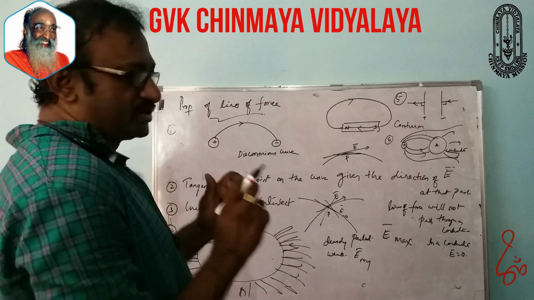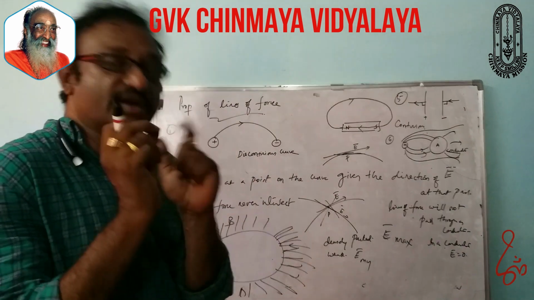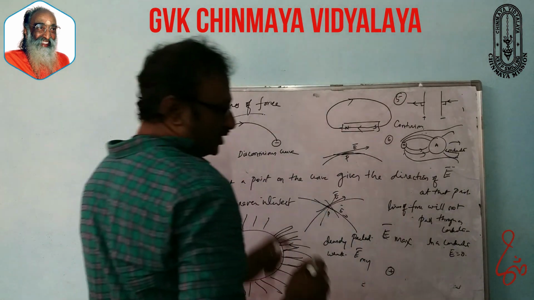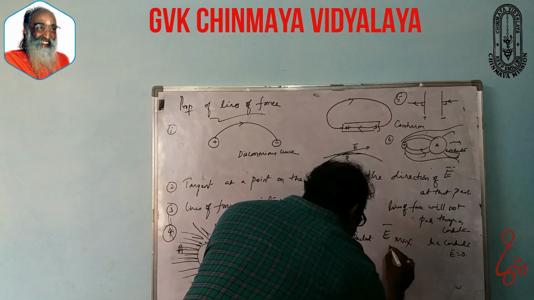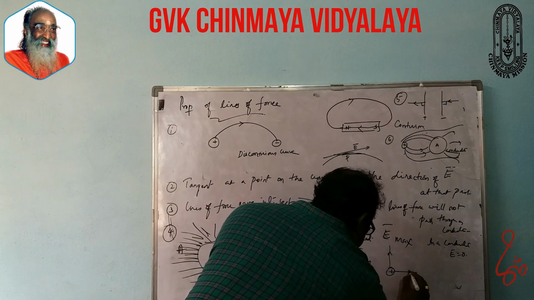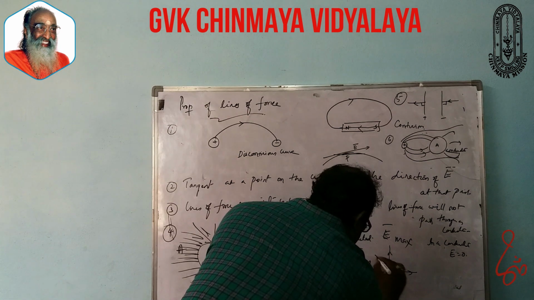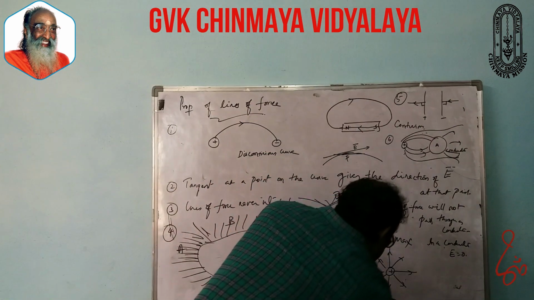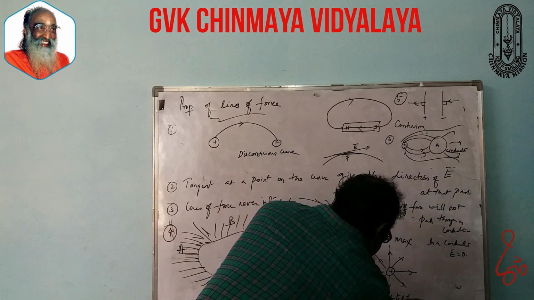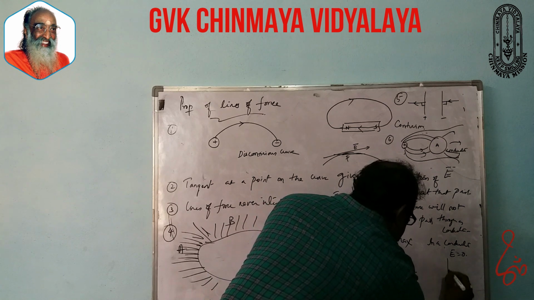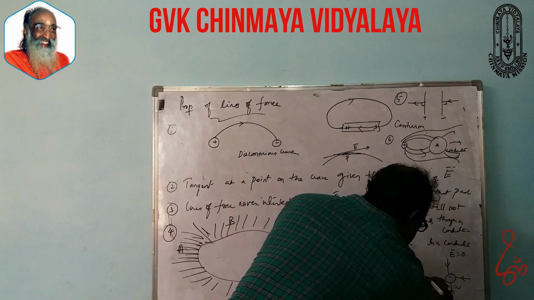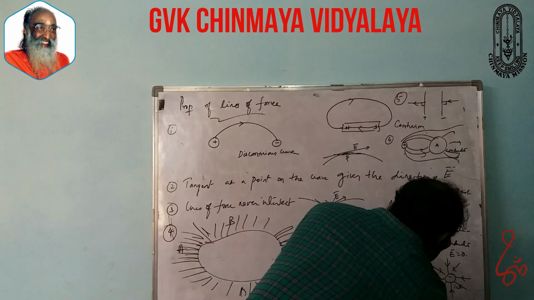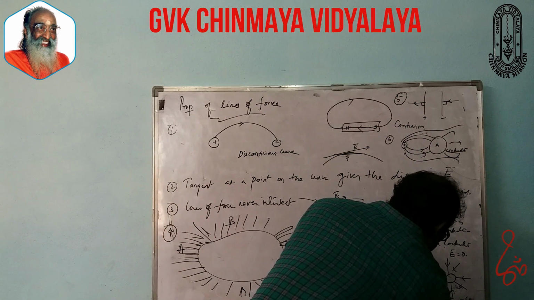And how do we represent the lines of force for an isolated positive charge and an isolated negative charge? Already we understood that from a positive charge the lines of force originate, and they originate at right angles. So we will represent it like this for an isolated positive charge. And for an isolated negative charge, they terminate and reach like this at right angles. So this is for an isolated negative charge.